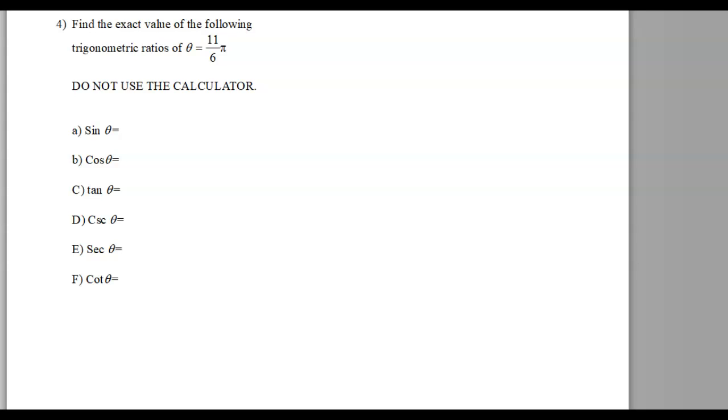So the first thing you need to do is determine which coordinate (x, y) to use for 11 over 6 pi. So how would I do it? First, which quadrant would that be? 11 over 6 pi terminates in the fourth quadrant. Where's the fourth quadrant? Over here. So it's going to have a positive x and a negative y.